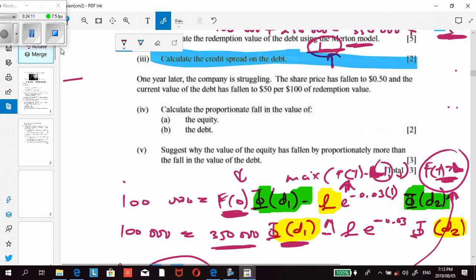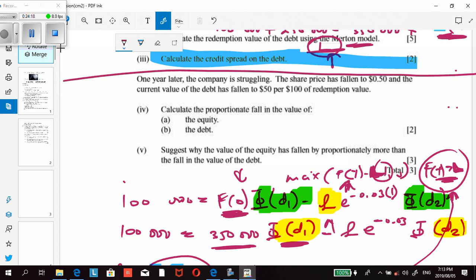Now, the next part of this question, they are saying, 1 year later, the company is struggling. The share price has fallen to 0.50, and the current value of debt has fallen to $50 per 100 of redemption. So that is a proportion here. This is a proportion of 0.5. So what they're actually saying is that the debt has fallen by this proportion here. Now they say calculate the proportion fall in the value of equity and debt.